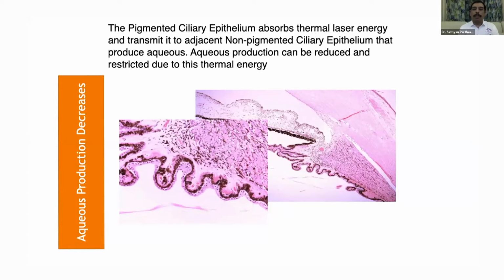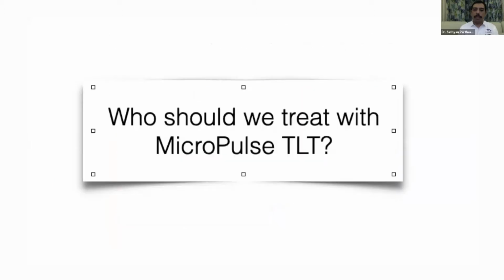The thermal energy is focused on the pigmented ciliary epithelium, which absorbs the thermal laser energy and transmits it to the adjacent non-pigmented epithelium, which produces the aqueous. By acting on this, the thermal energy reduces the aqueous production. So that's how the aqueous production is also reduced.